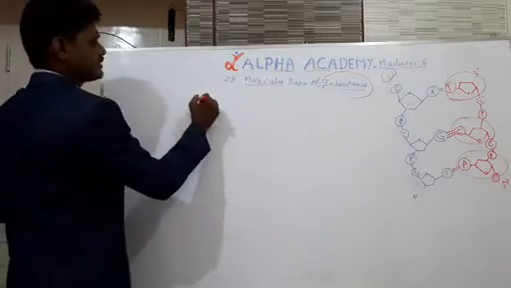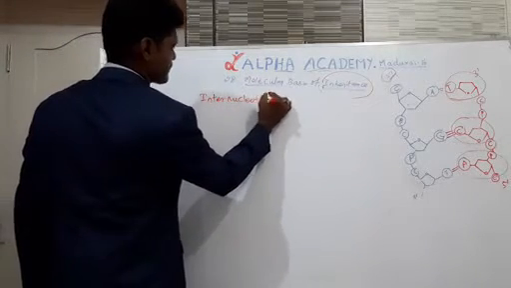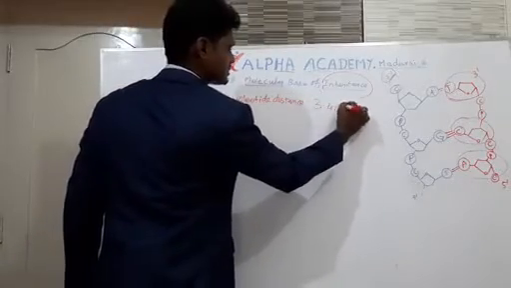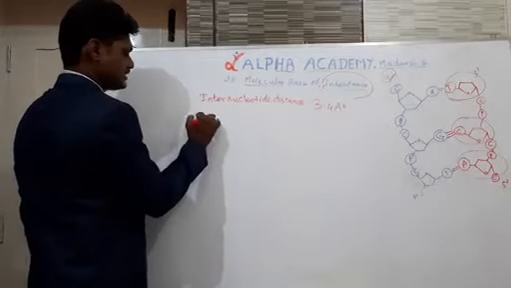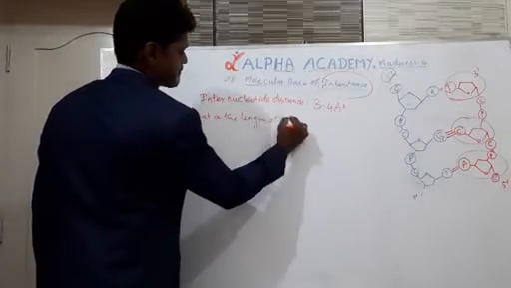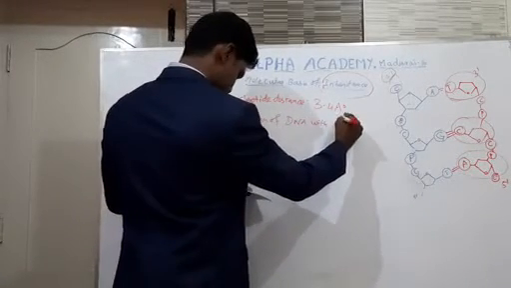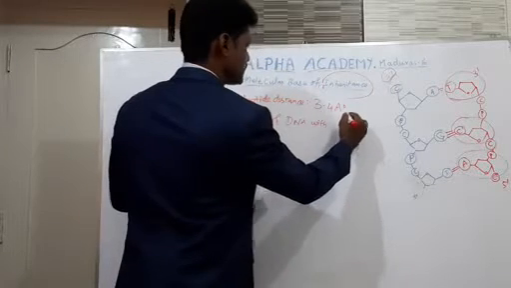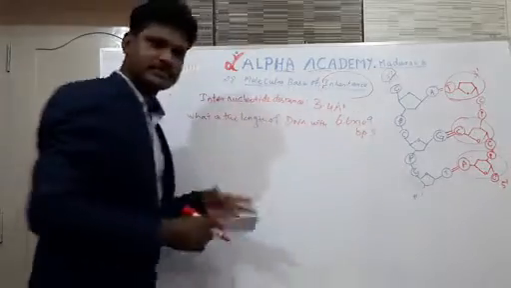So, the internucleotide distance (3.4 Armstrong). Okay, that means what is the length of DNA with 6.6 into 10 to the power of 9 base pair. This is one of the problem.